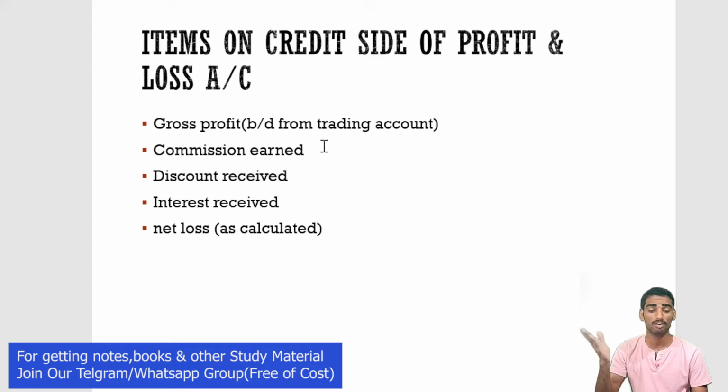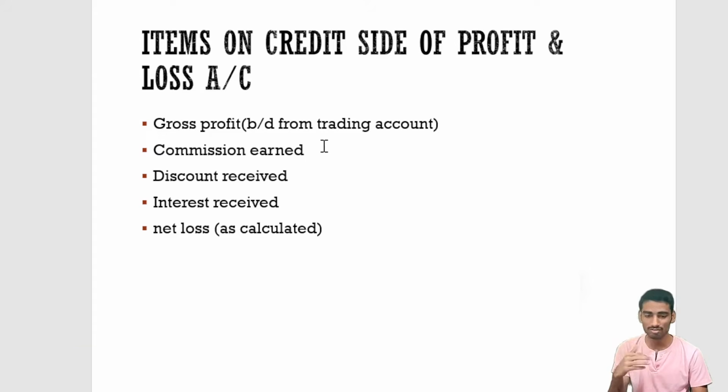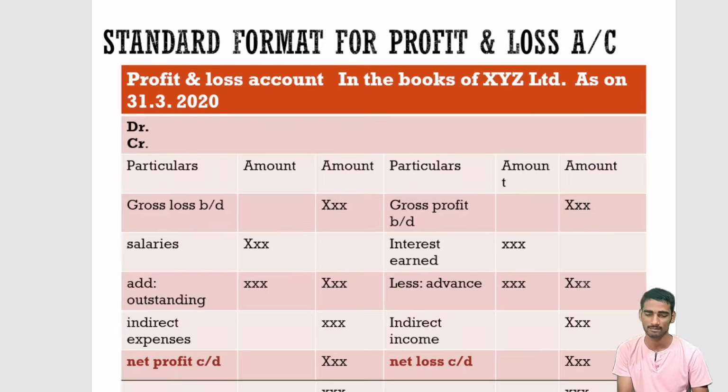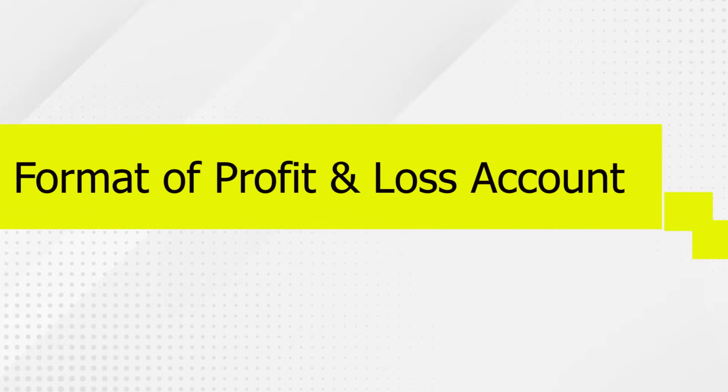So first of all you have to form the trading account, okay? And according to that, basically you have to show the profit and loss account, okay? Or you can also directly show the profit and loss account, but keep the concept clear of how the trading account is made, that I have already discussed in the earlier lecture. So let me come to the standard format of the profit and loss account.